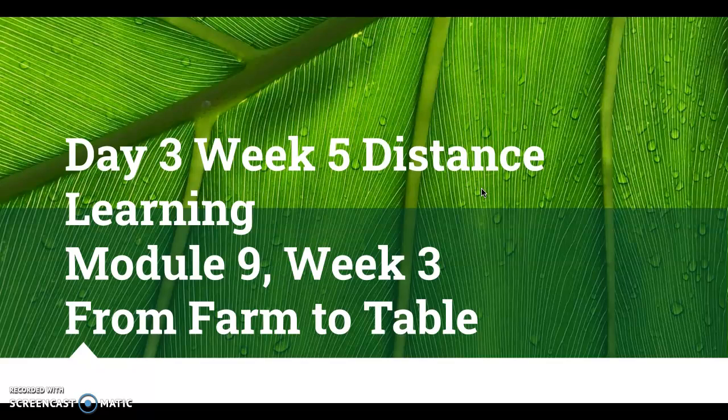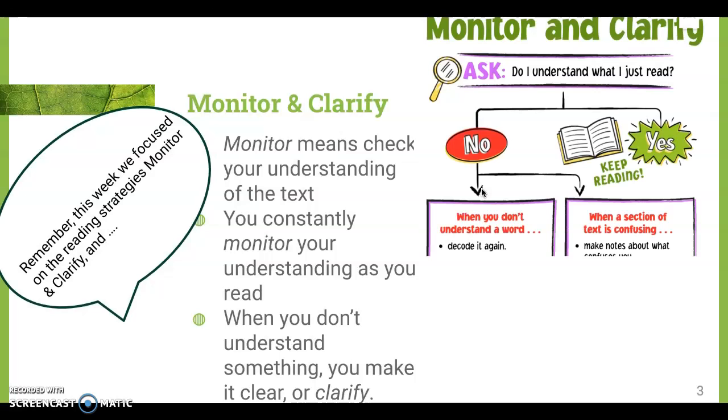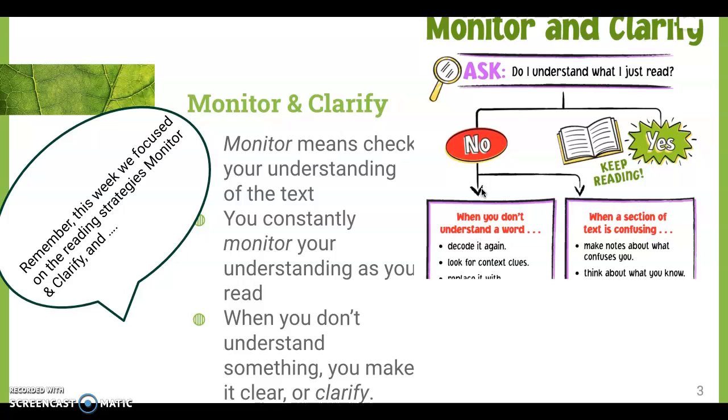We've been reading How Food Gets from the Farm to Our Tables. Let's review our week in reading. We've been reading from It's Our Garden, From Seeds to Harvest in a School Garden. This week we practiced the reading strategy, monitor and clarify.